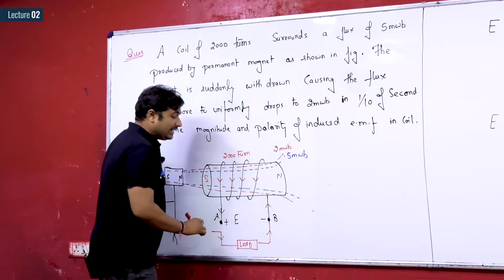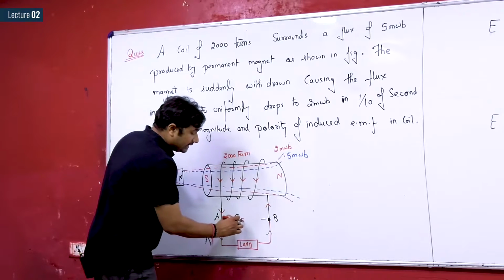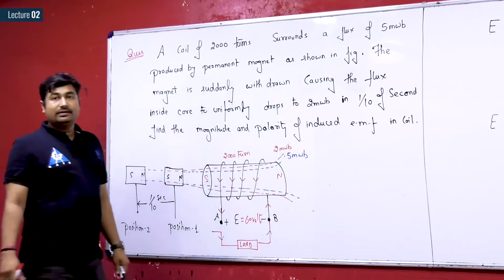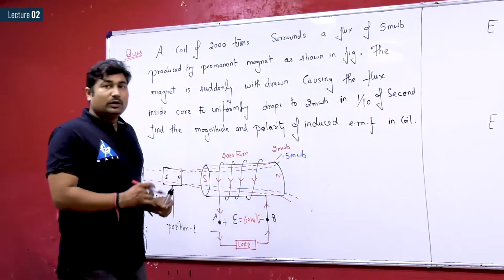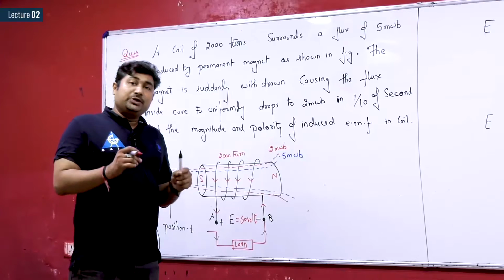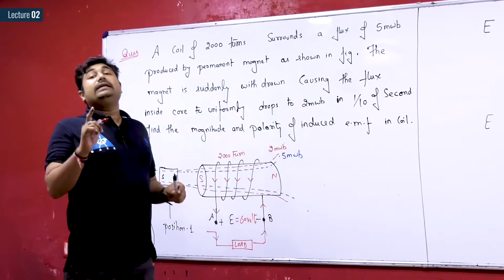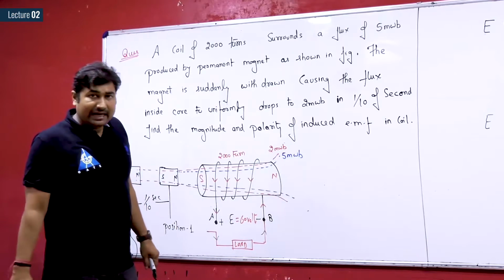If you mark the polarity in this fashion, you can say E is equal to 60 volts. It means, if you mark the polarity of induced EMF from the load side, then you can always take E equal to plus N d phi by dt.